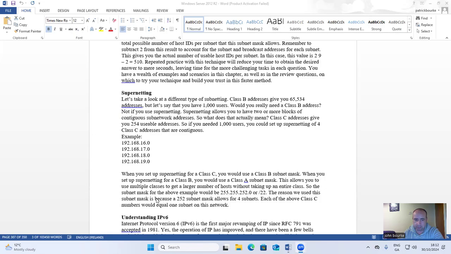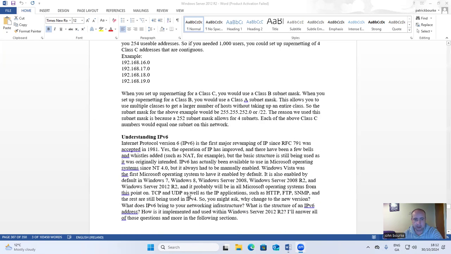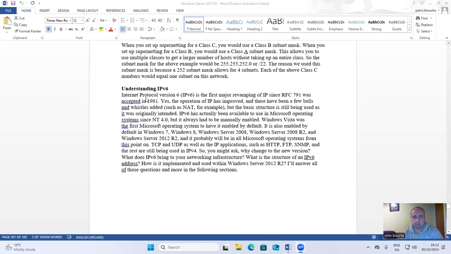So the subnet mask for the above example would be 255.255.252.0 or /22. The reason we use this subnet mask is because a 252 subnet mask allows for 4 subnets. Each of the above Class C numbers would equal 1 subnet on this network. Understanding IPv6.